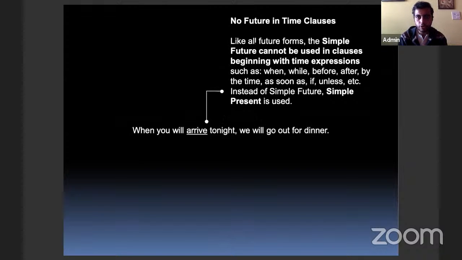Now, no future in time clause. When you use clauses that begin with time expressions like when, while, before, after, by the time, as soon as, if, unless, never use the future tense, whether it is simple future, future perfect, or future continuous. Don't use future when there is a time clause. Wherever there is a time clause, don't use future and instead use present.